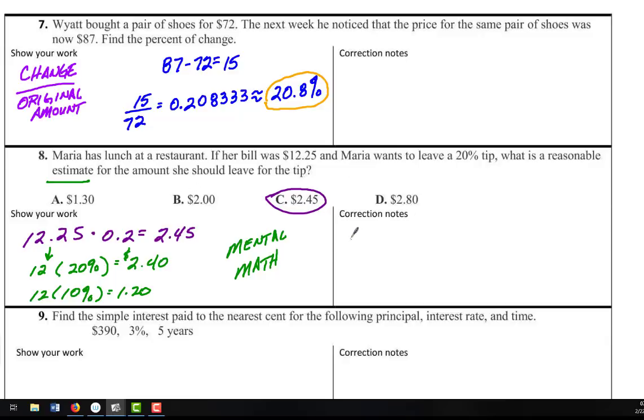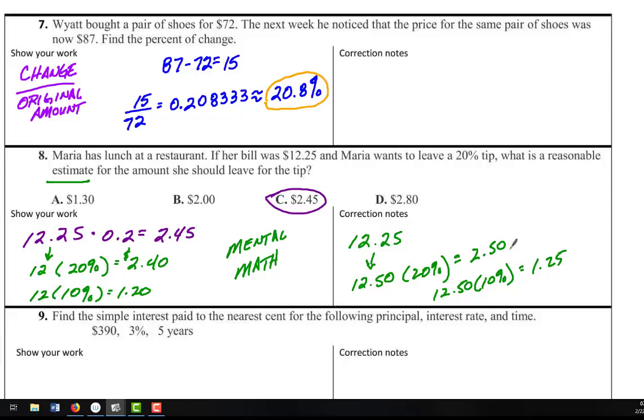Now, if you said, well, I think Maria's $12.25 would round up to $12.50, and then I could do 10% of that, so $12.50, do 20% by starting out with $12.50 and do 10%, which would be $1.25. So 20% would be $2.50. That would also be a great answer.